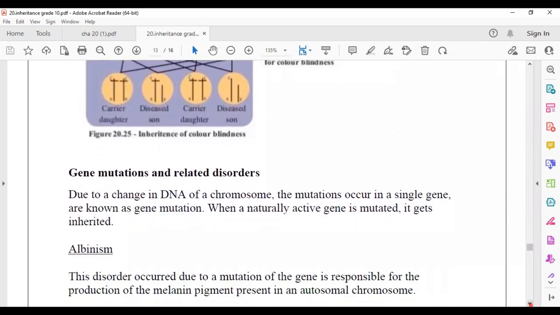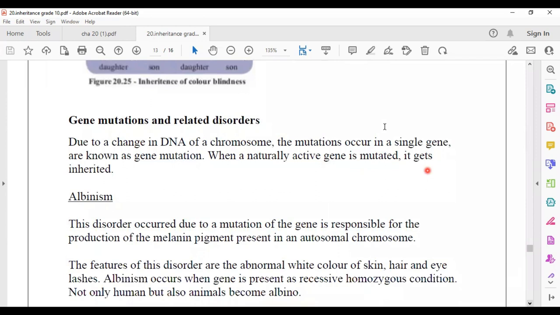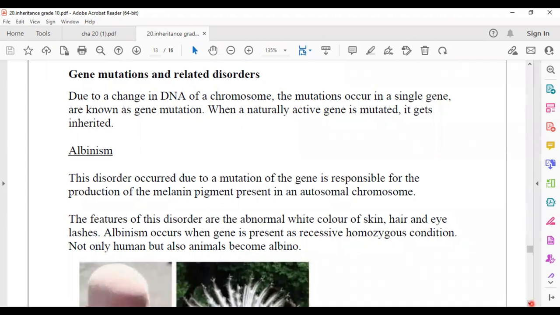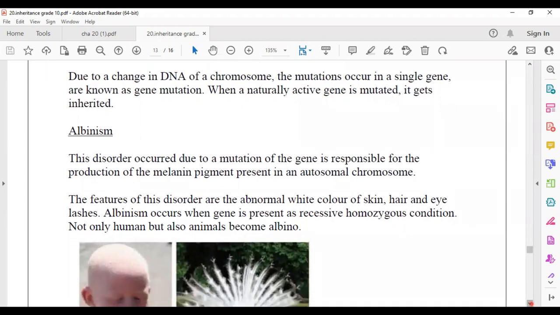Next one, gene mutations and related disorders. They are happening because of gene mutations, not because of the sex-linked genes. Due to a change in DNA of a chromosome, the mutations that occur in a single gene are known as gene mutation. Mutations means changes. Changes occur in the chromosomes because of the changes in DNA. When a naturally active gene is mutated, it gets inherited. If one gene is mutated like this, it is inherited by the next generation also.